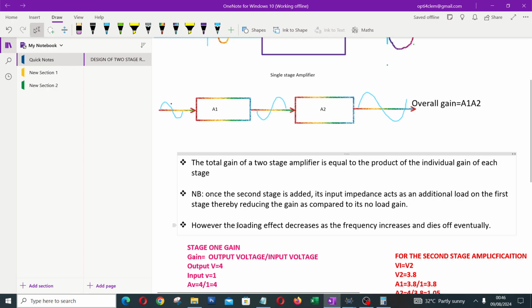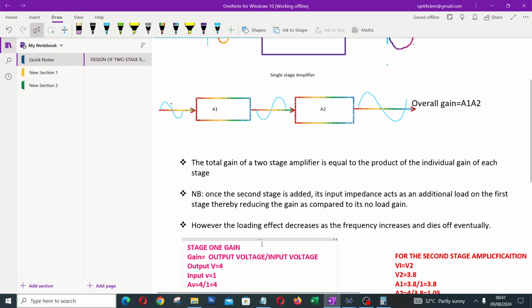But one thing is, the loading effect decreases with frequency. That is, the higher the frequency, the lower the loading effect, and eventually at a very high frequency, this loading effect dies off naturally. So one way to overcome this particular challenge mentioned here is to increase the frequency of the input signal.